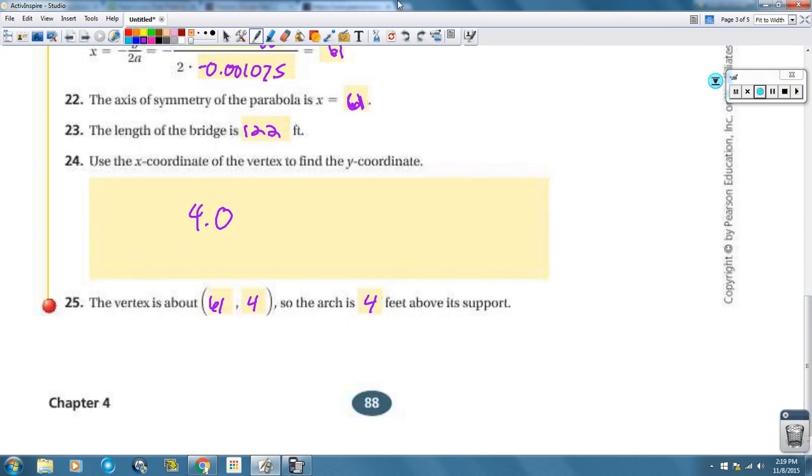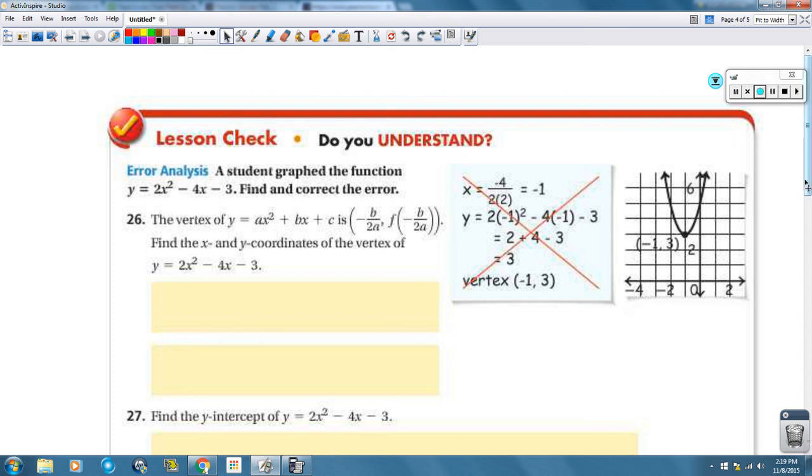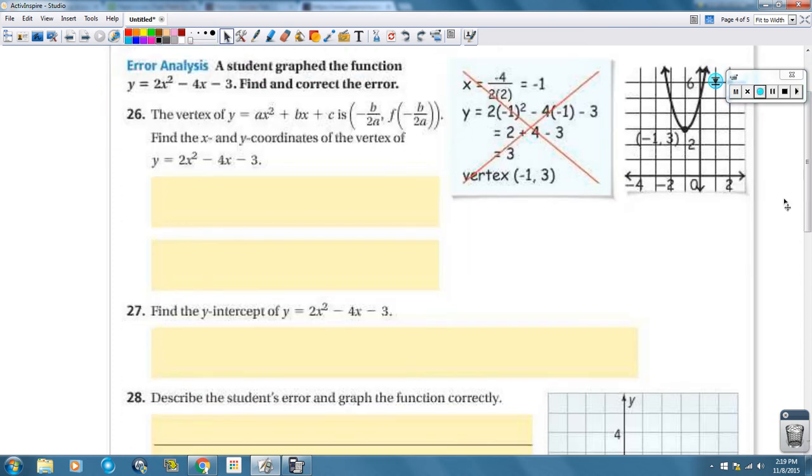Alrighty, so let's go through and do the last page. Okay, so this one, you're looking at it trying to figure out what the deal is here. So it's error analysis. Student graph the function, find and correct the error. So they did 4. So here, let's look at it. You basically want to walk through and find what you need to know. So when you look at this, the student got 4 over 2 times 2, so it should be -1, so that's the x coordinate.